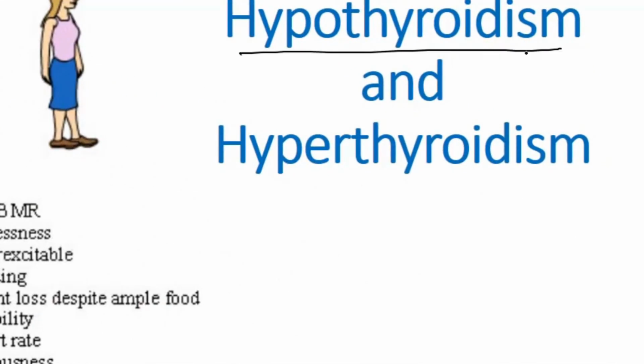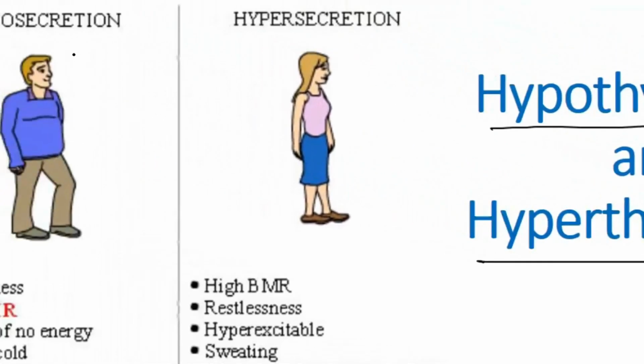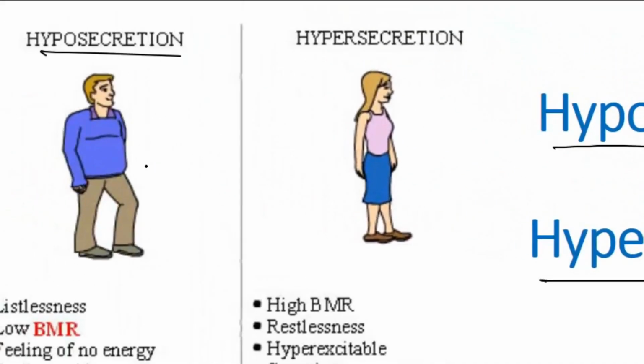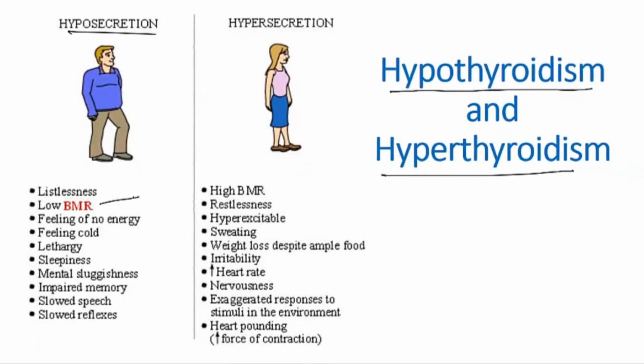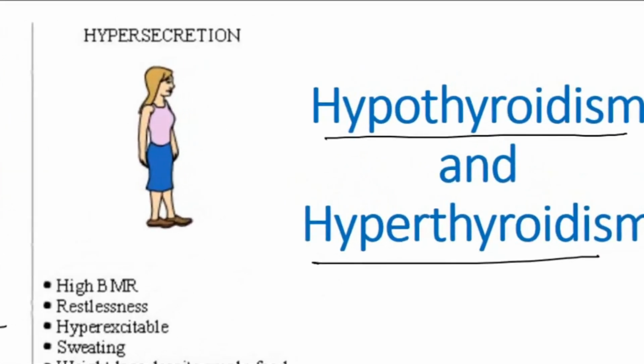One is known as hypothyroidism, when there is a less amount of thyroid hormone produced, and another one is hyperthyroidism, where a higher amount of thyroid hormone is produced than normal. In hyposecretion of the thyroid hormones, it provides low basal metabolic rate, or BMR. You start feeling no energy, you start feeling cold, lethargy, sleepiness and impaired memory. It has slowed speech and slowed reflexes over time.